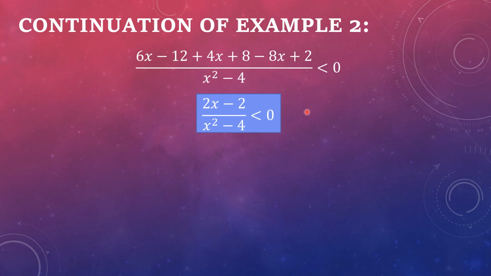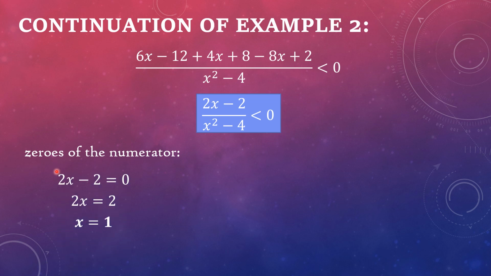So from this point, we will get the zeros of the numerator and the restricted values for the denominator. First, we have the zeros of our numerator. Our numerator is 2x minus 2, equate it to 0. So 2x is equal to 2 and x is equal to 1. So x equals 1 is the zero of our numerator.